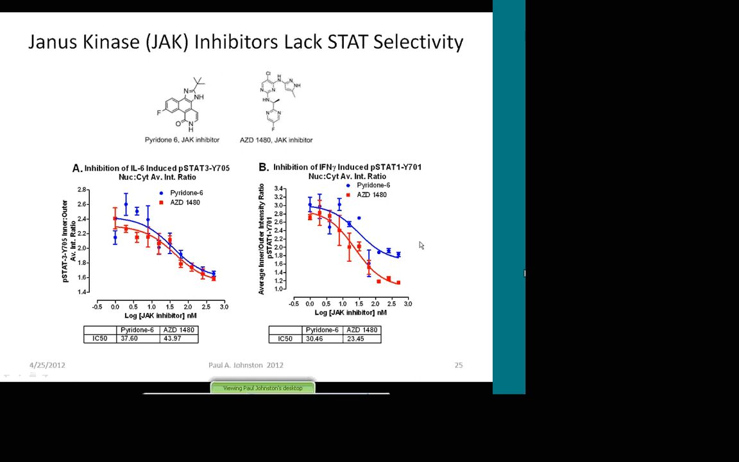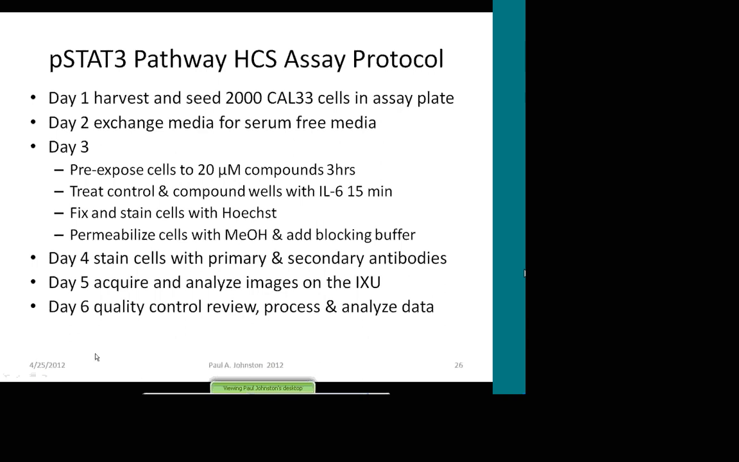And then we tested both of the inhibitors in both the STAT3 activation assay and the interferon gamma STAT1 activation assay. And this is one of the issues with the Janus kinase inhibitors, that there is a lack of selectivity. Although they were very potent, about 30 to 40 nanomolar inhibitors of IL-6-induced STAT3 activation, they're also 20 to 30 nanomolar inhibitors of interferon gamma-induced STAT1 activation. And so they would not meet our criteria of being a selective STAT3 pathway inhibitor.